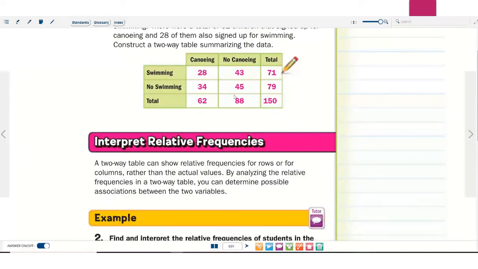If we were to look at that in terms of rows, then we are looking from left to right. So swimming in this case would be 28 out of 71. No swimming would be 34 out of 79. Total, we can think 62 divided by 150. When we add our percentages, or our relative frequencies, together, they should total 100%.